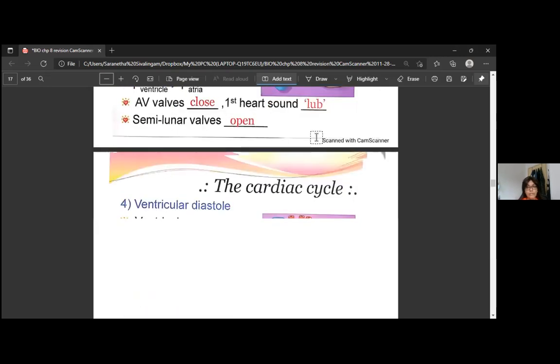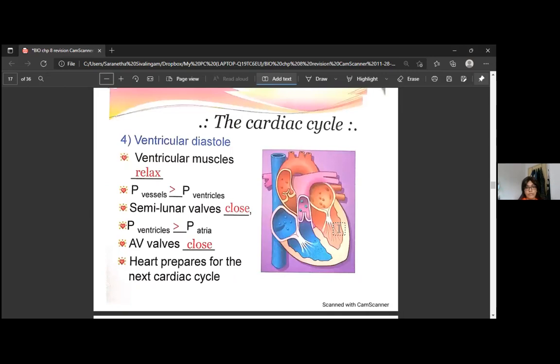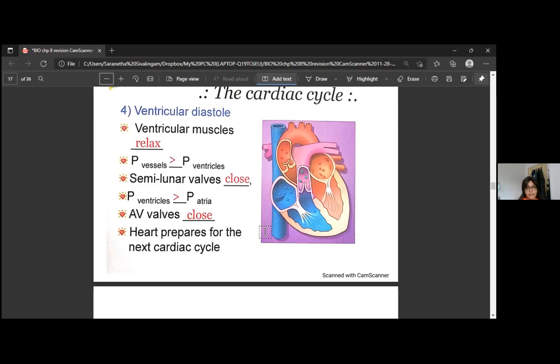And next is ventricular diastole, when your ventricular muscles relax. So now your pressure in the vessels is greater than the pressure in the ventricles. Your semilunar valves close and the pressure in the ventricles is still greater than the pressure in the atria. The AV valves close and the heart prepares for the next cardiac cycle.